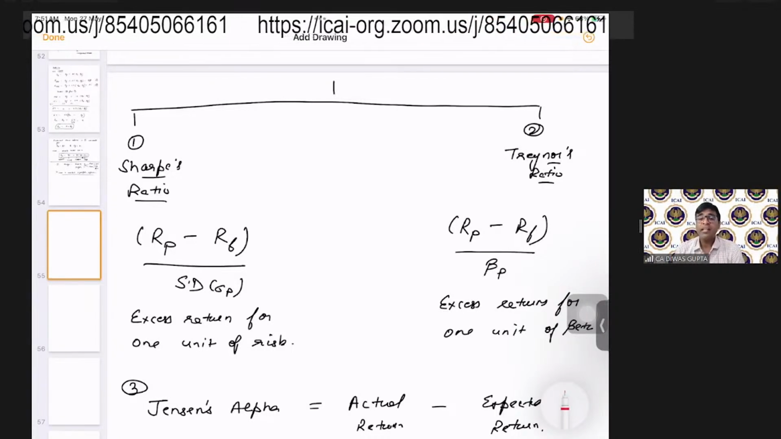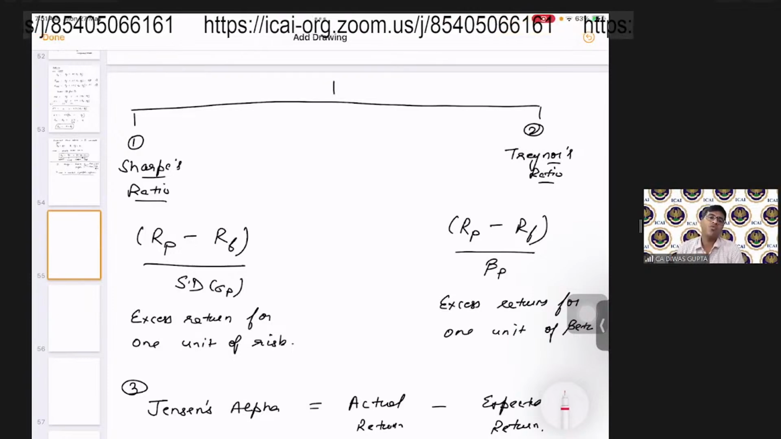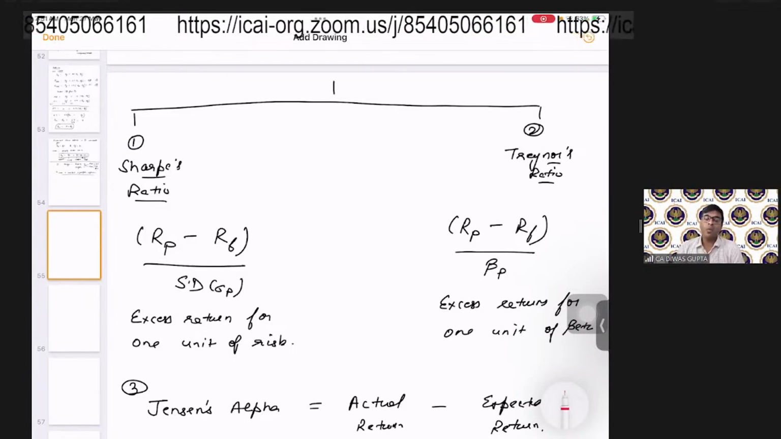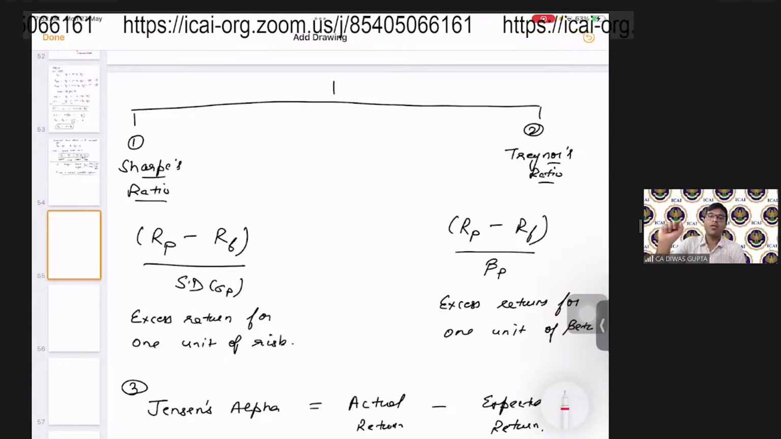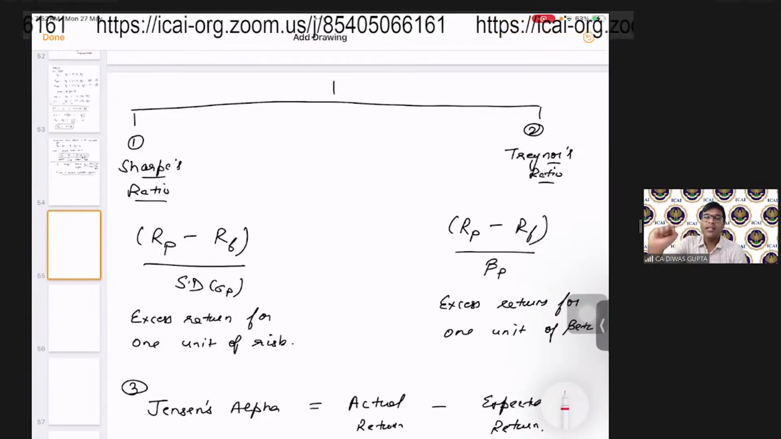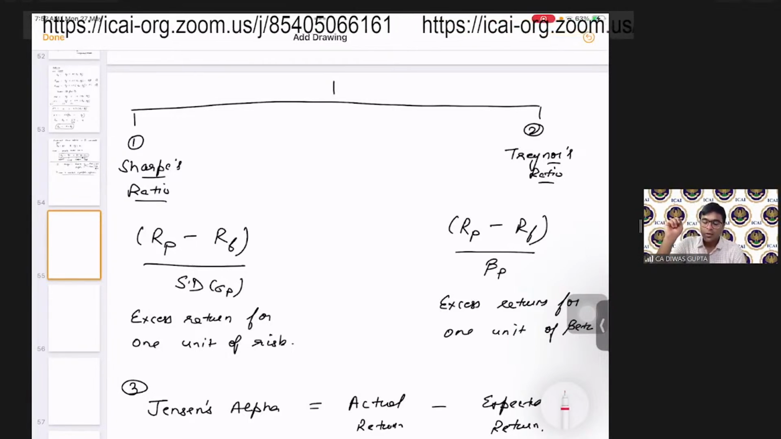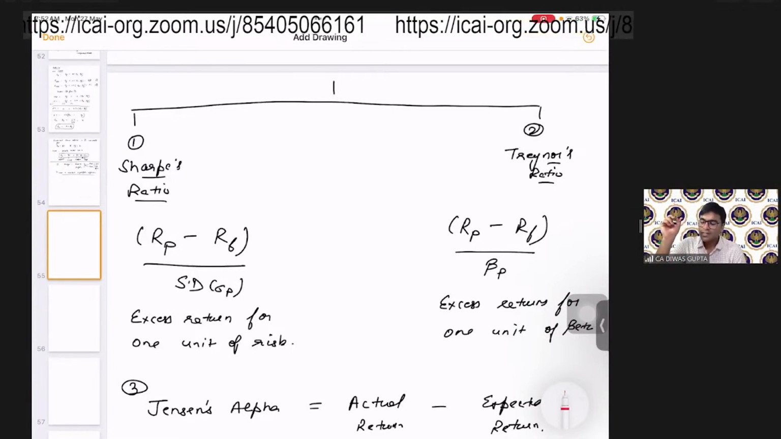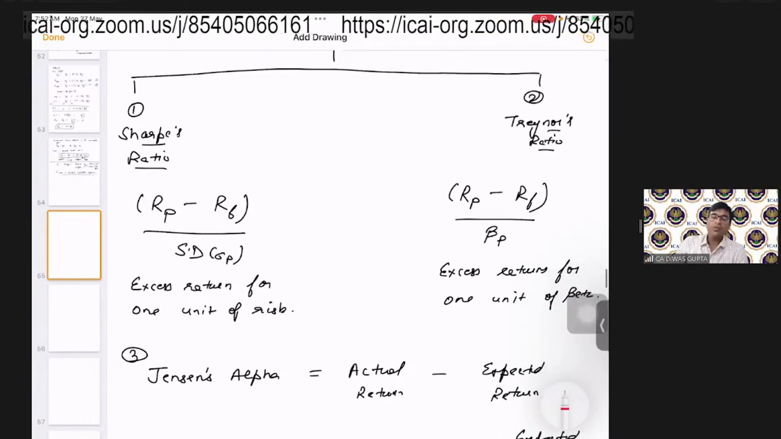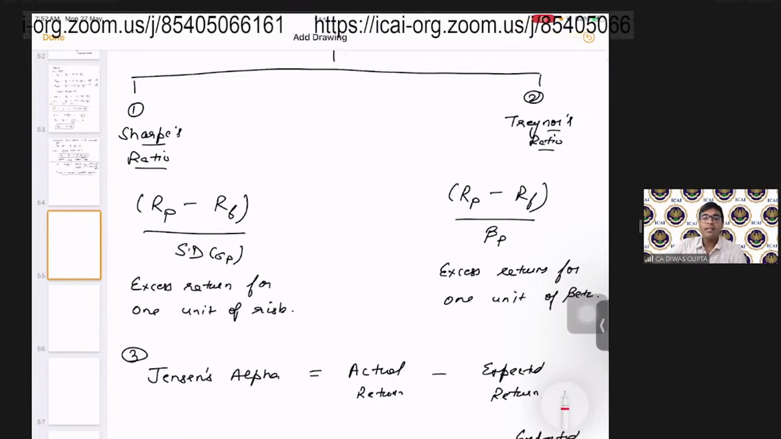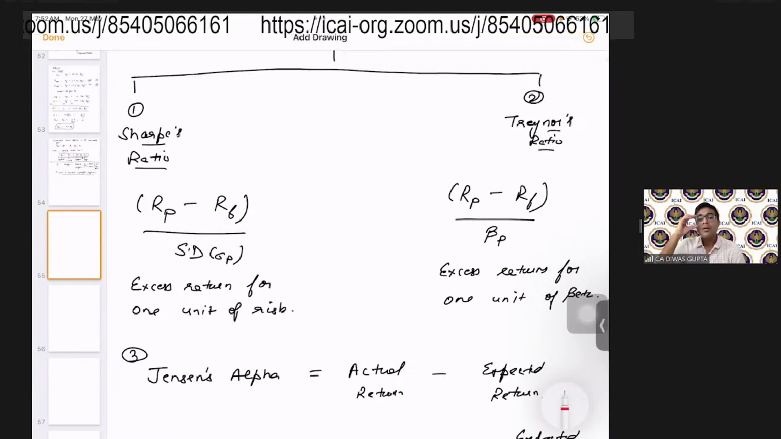Now, let's try to understand how we really evaluate a portfolio, right? Once the portfolio is formed, what are the key performance indicators, or the specific things that we want to track? There are two parts to that. One is the Sharpe's ratio and the second one is the Treynor's ratio. Using these two ratios, we can evaluate whether the portfolio is performing well or not.